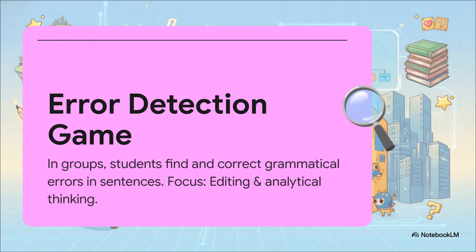With tool number 3, you get to turn your students into grammar detectives. Seriously, in the error detection game, you become the mystery writer and you craft sentences with some deliberate mistakes in them. Working in teams, your students have to hunt for the errors and fix them. This isn't just about spotting mistakes, it's about developing the sharp, analytical editing skills that every good writer needs.